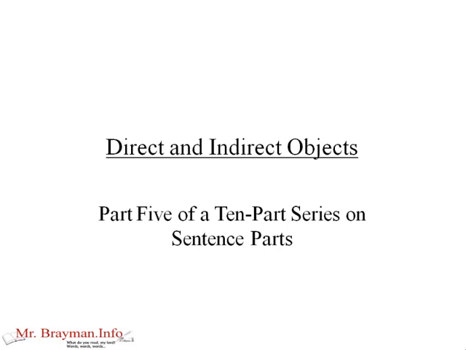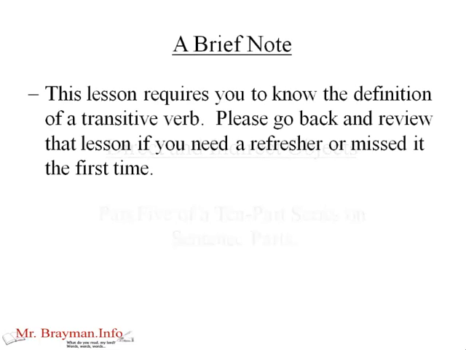And so this lesson is on direct and indirect objects, and this is part 5 of our series on sentence parts. This lesson requires you to know the definition of a transitive verb. So make sure you go back and review that lesson if you need a refresher or if you missed it the first time.